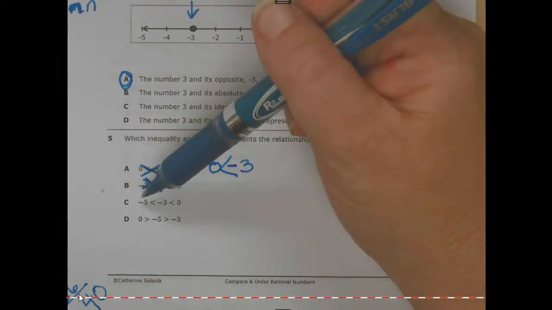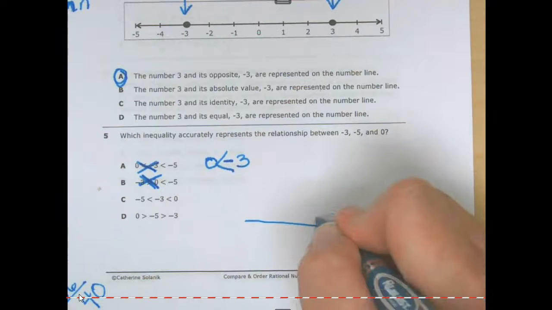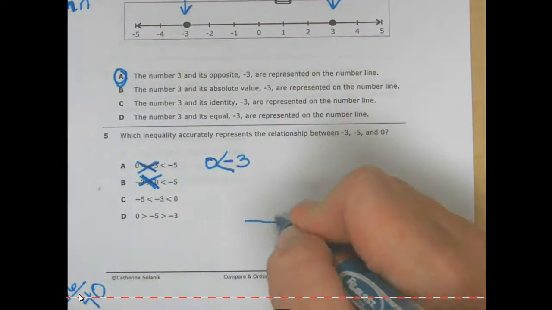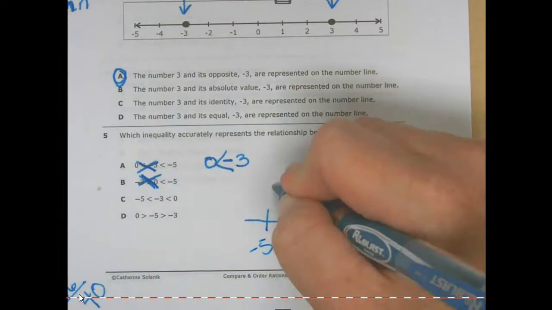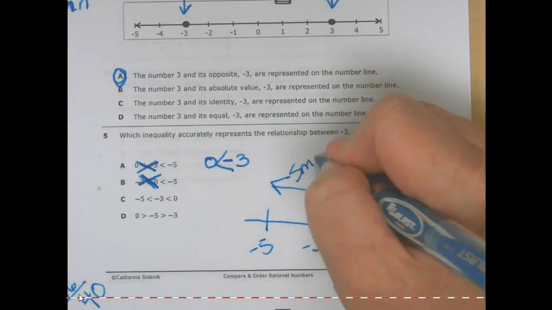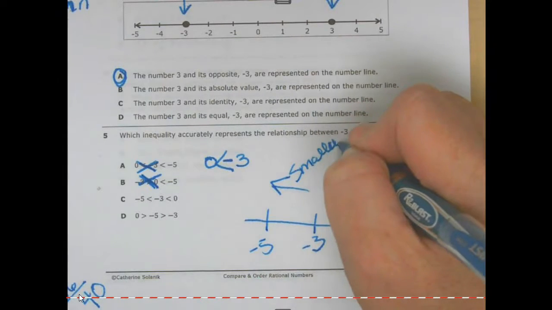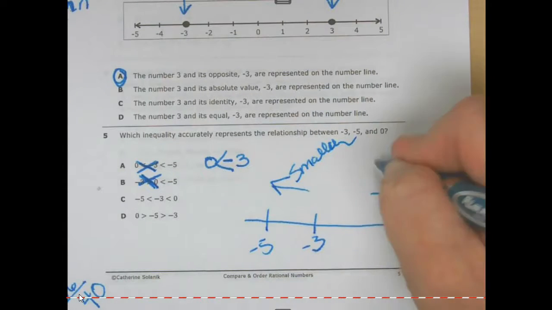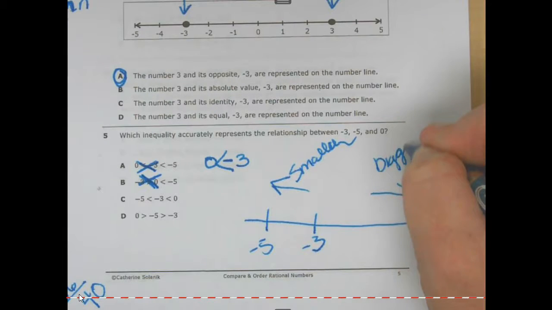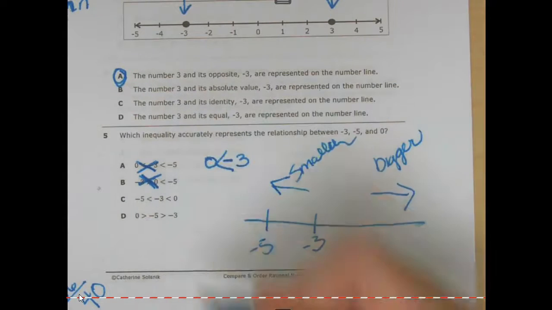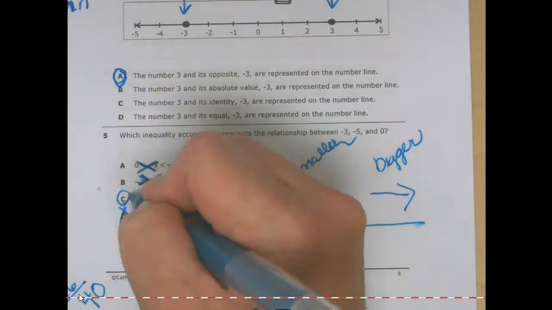So is -5 less than -3? Because if we put it on the number line, it would be -3, -5, and the more you go this way, the smaller you get. The more you go this way, the bigger you get. So the answer is C.